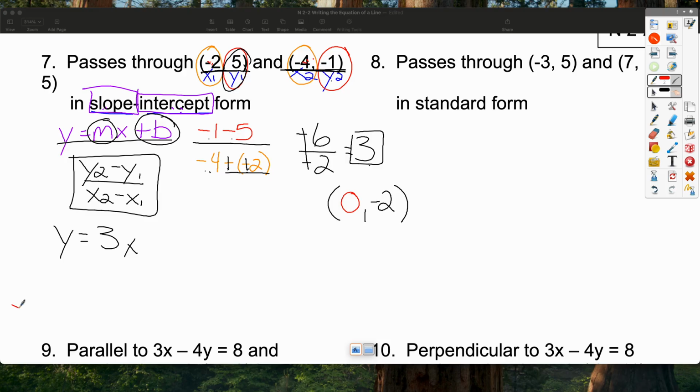So like Arlette said, I'm going to have to use that point-slope form, which is y minus y1 equals m, and then parentheses x minus x1.